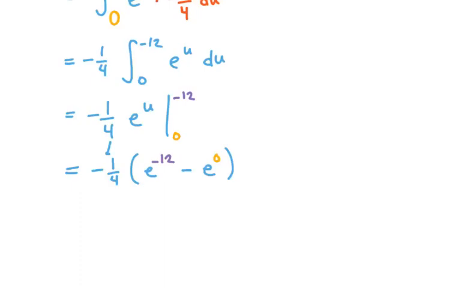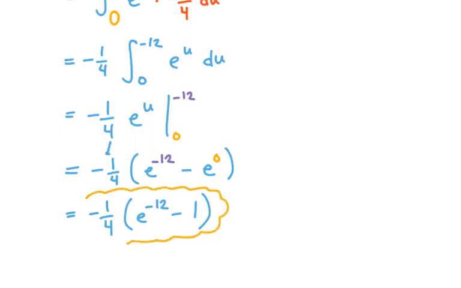And looks like we're pretty close. We're basically done. We've stuck in the numbers, but looks like we could simplify a bit more. For example, we know that e to the power of 0 is just 1. And that should be good enough right there. If you want to distribute the negative 1/4 to both terms, you can. But this would be the numerical value for the original definite integral.